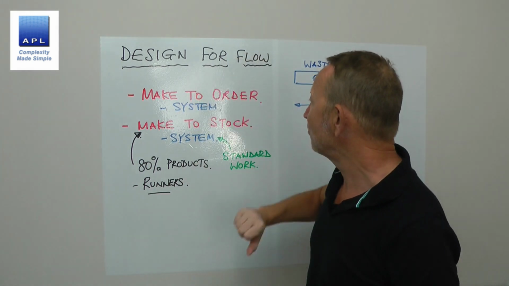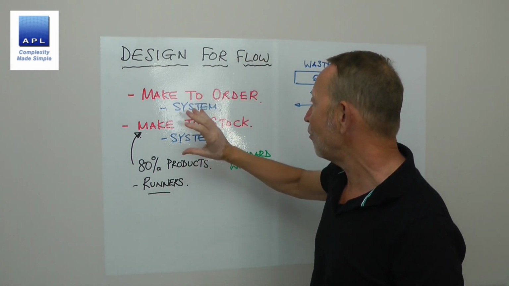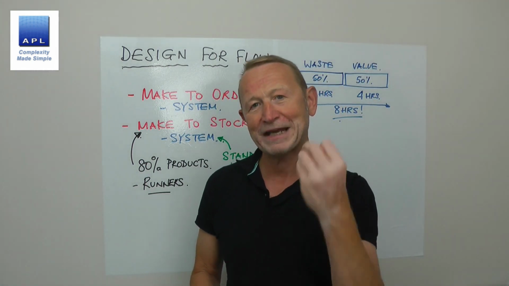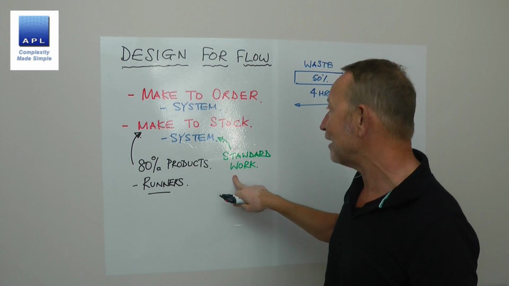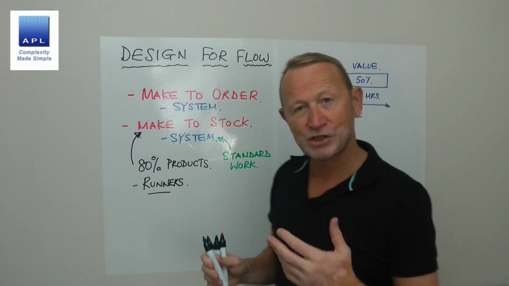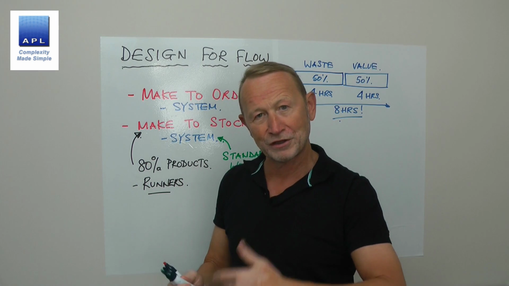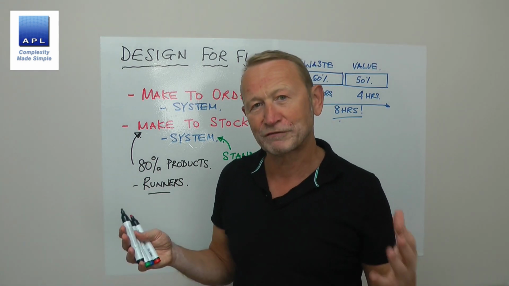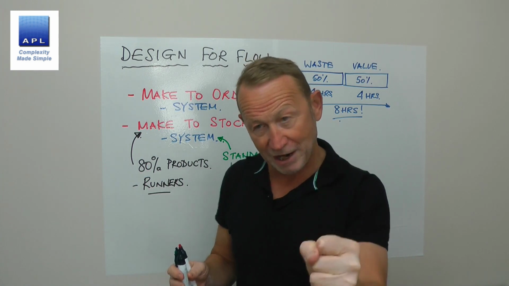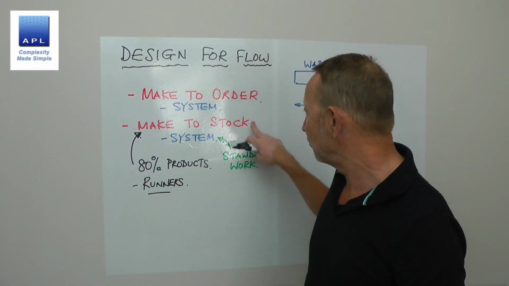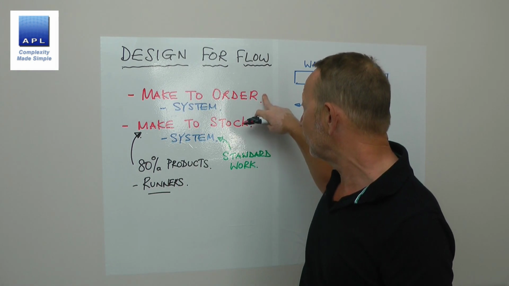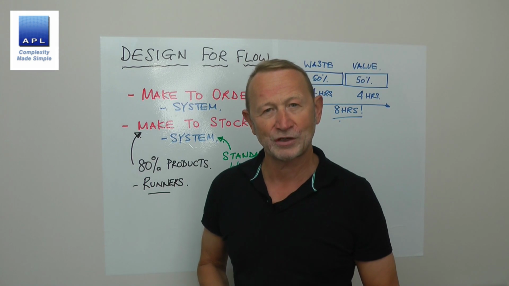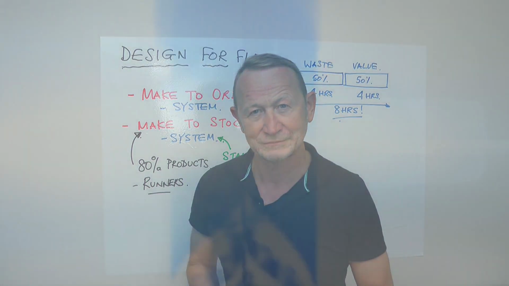So job number one is make to stock or make to order, and you have to have a mechanism and you have to have standard work to make this decision. So it could be the numbers per month, could be the numbers per week, could be all sorts of rules, but you make a standard rule, then you apply it, and then your products fall in either this system or this system. Step one, make to stock or make to order.